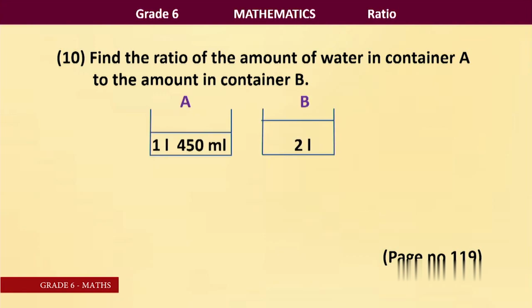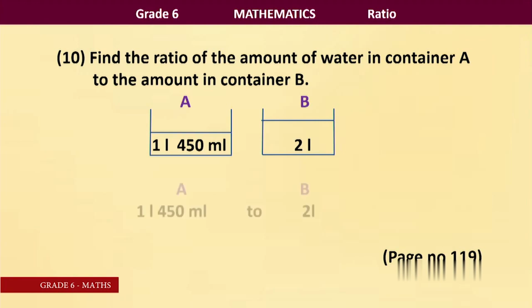In container A, it is 1 liter and 450 milliliters. In container B, it is 2 liters. Then both are in different units, liters and milliliters. How can you convert them into the same unit? Is it easy to convert into liters or into milliliters? Yes, it is easy to convert into milliliters. Then we know 1000 milliliters is equal to 1 liter.